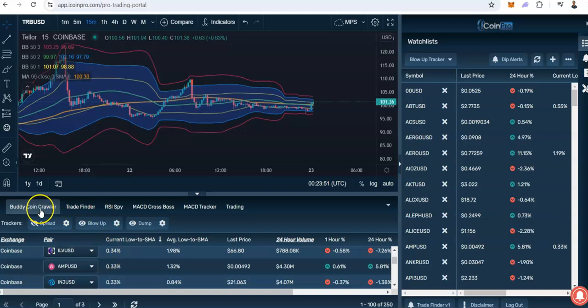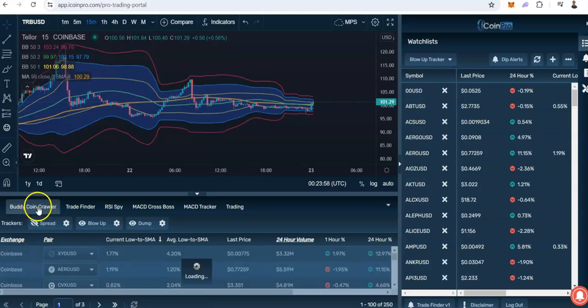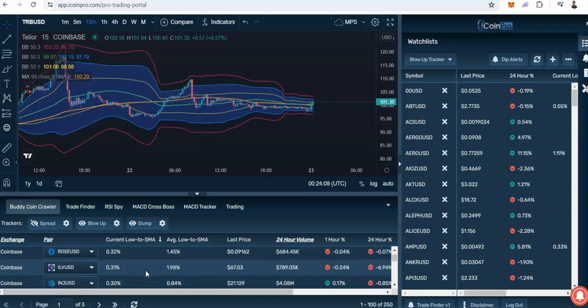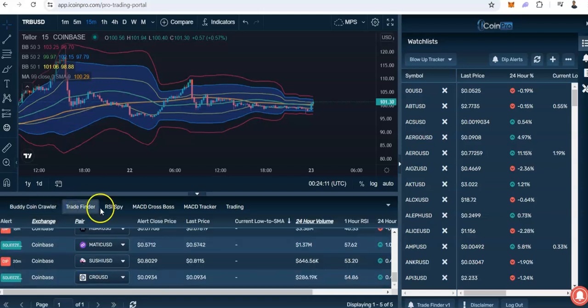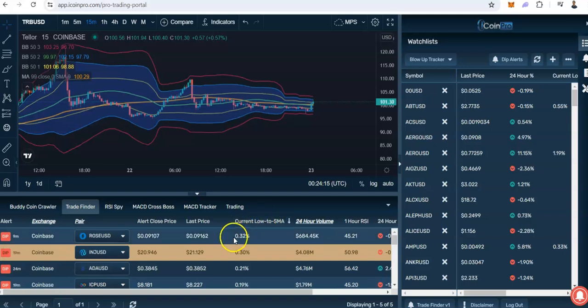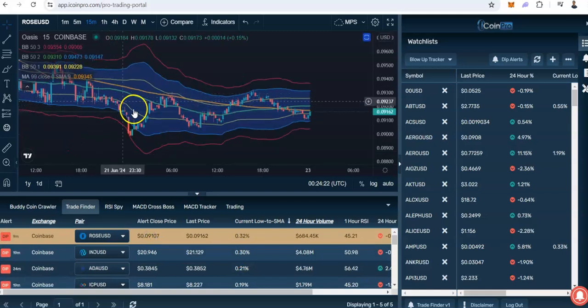So within like 10 seconds, so ready? Let's start over. Refresh it. Okay, Buddy Coin Crawler. Click right here twice. Is this number bigger than this number? No. No. Okay, moving on. Trade Finder. Organized by this. Are these numbers above 2.5%? No. Okay. And then we can still just look at them.